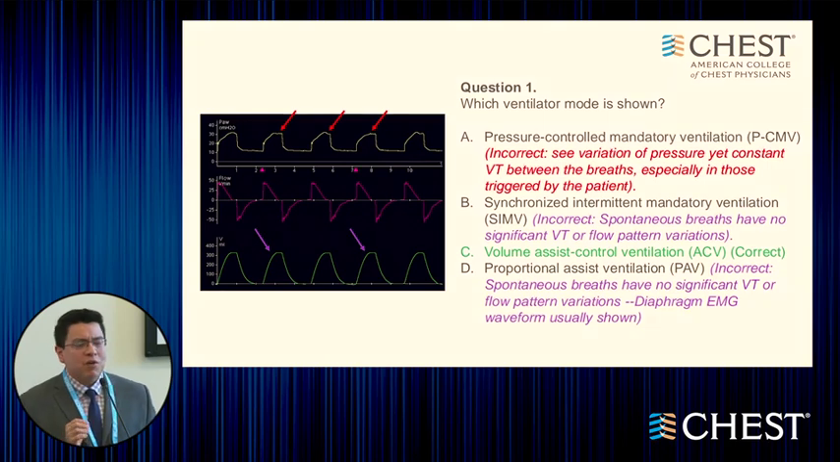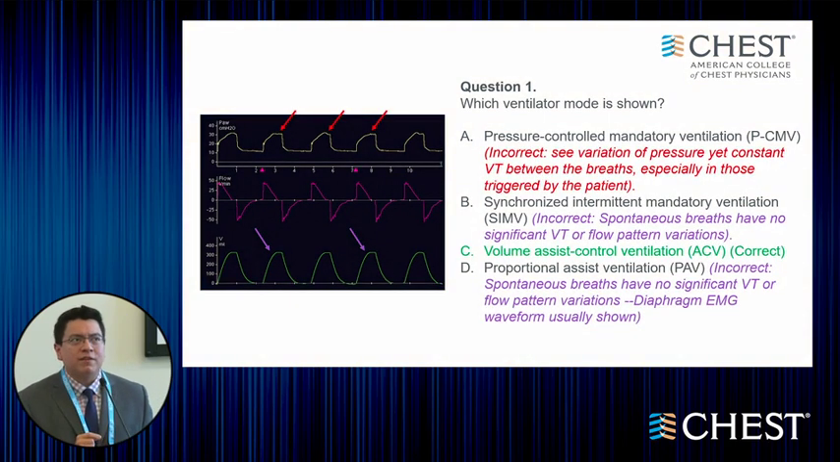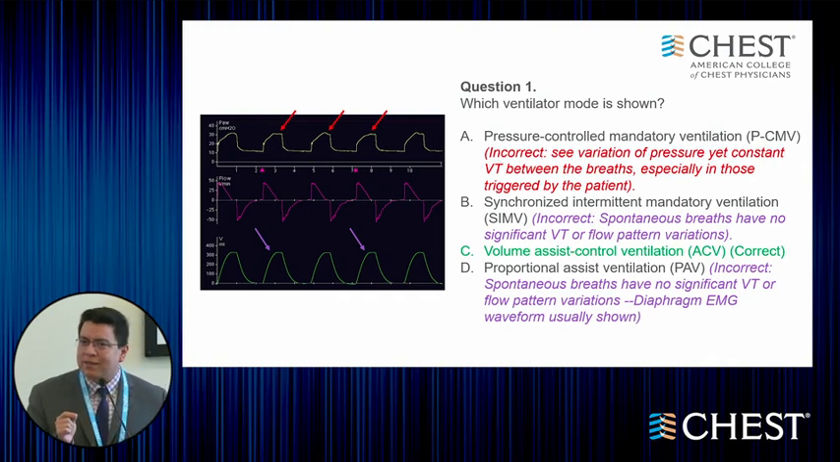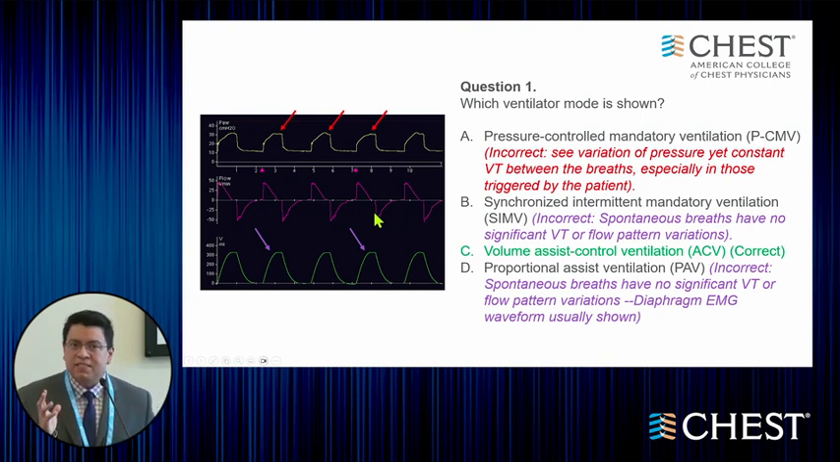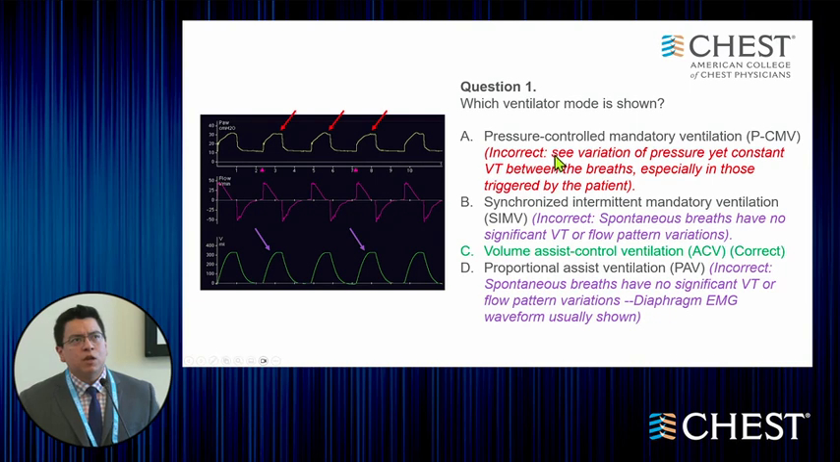So I want to just drive your attention to the red arrows. And as you can see, there is significant variation of pressure in that pressure over time waveform. However, the tidal volume is pretty constant across all those breaths, including those that are initiated by the patient, here demonstrated by that little arrow, and also by the small deflection here at the beginning of the inspiration. And also we have a pretty constant flow pattern and a constant peak flow as we have set it on the ventilator.